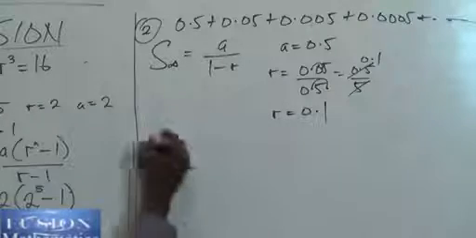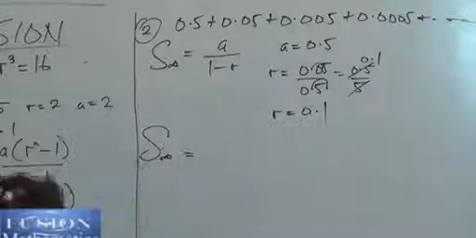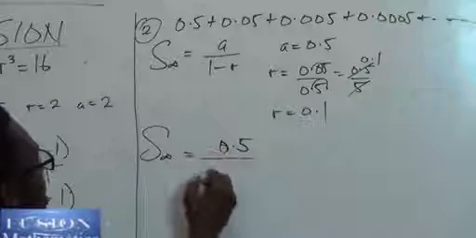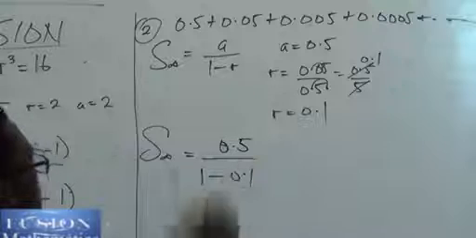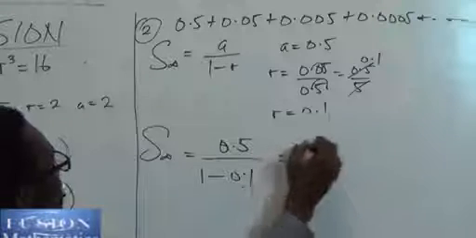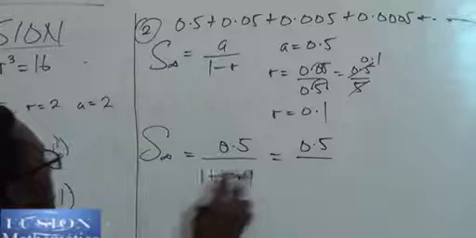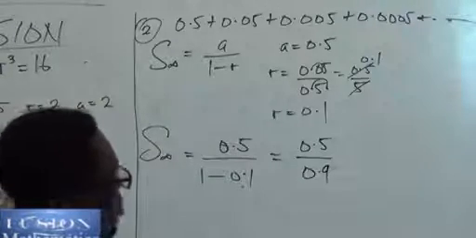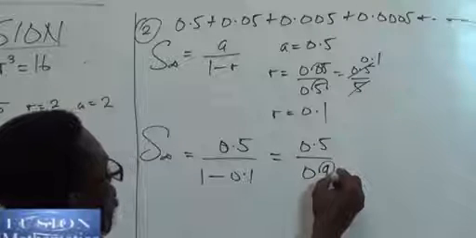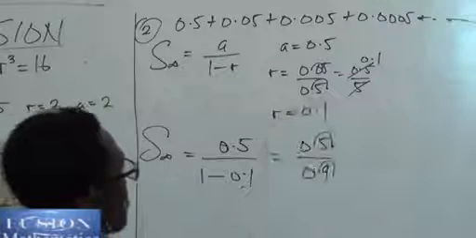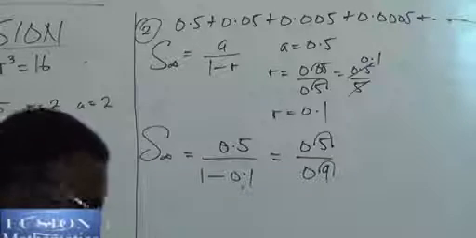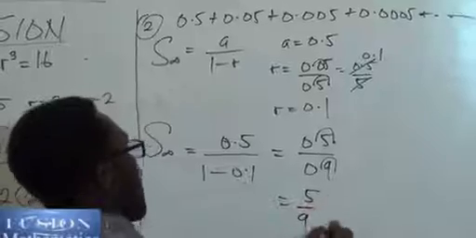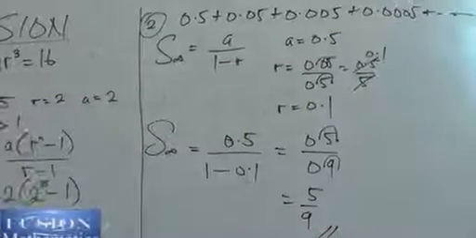So we come back to our formula, sum to infinity will now be equal to A, which is 0.5 all over 1 minus 0.1. 1 minus 0.1 will give us 0.9. Then we carry the point. You carry these ones, carry the numerator ones, because whatever you do to the denominator, you do to the numerator. So this will give us 5 all over 9 as our answer for question number 2.